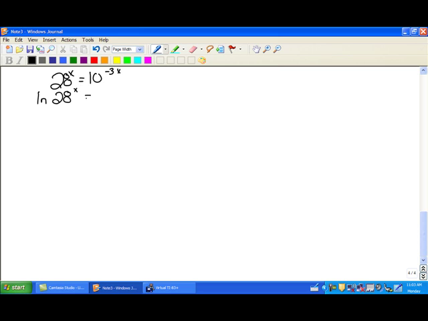The natural log of 28 to the x equals the natural log of 10 to the negative 3x. You can use a common log or a natural log as long as you're consistent on both sides. Once we have the log of both sides, I'm going to use the old property that says if I have the log of a number to a power, I can pull that power down in front of the logarithm. So x times the natural log of 28 is going to equal negative 3x times the natural log of 10. Once the exponents are down, we can solve this just like an intermediate algebra equation.